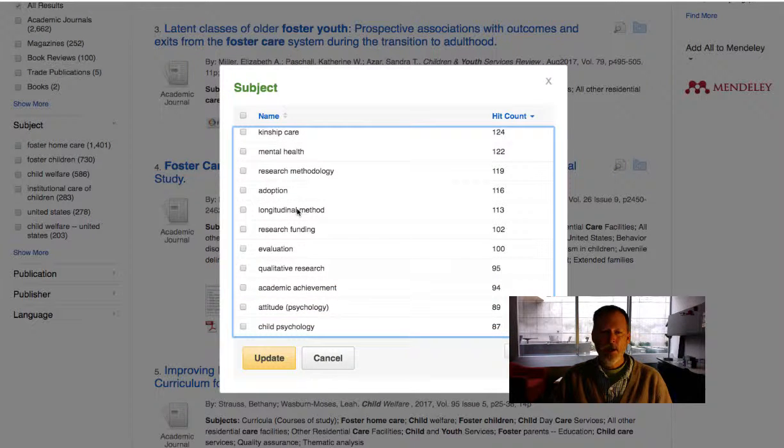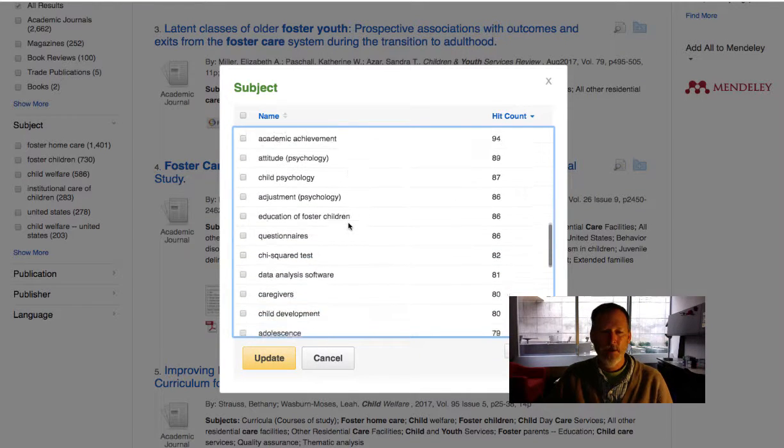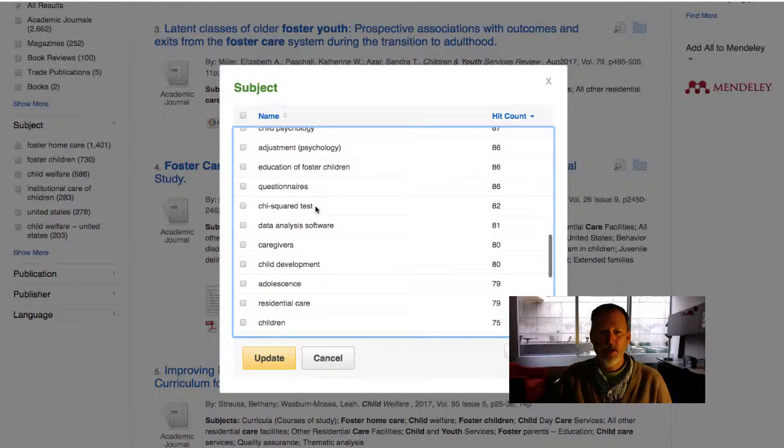Oh, here's one. You could also look up a methodology. If you found a particular quantitative or statistical thing that you resonated with, longitudinal method is one of them. That might be really good. Here's evaluation. So maybe there's a way of assessing students. Here's qualitative research. You could probably do that same. But I think in education, they don't often self-identify that their evidence is qualitative or quantitative. Questionnaires. Here's an example of an instrument or an analysis.